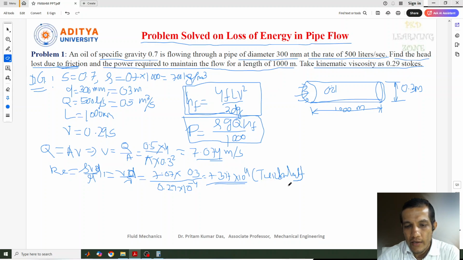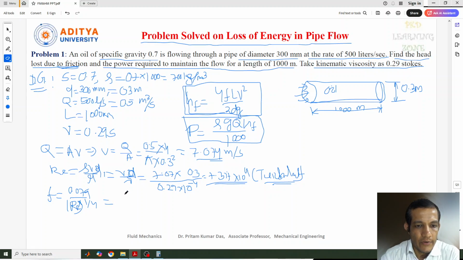So for turbulent, the friction factor value F will be 0.079 divided by Re to the power 1 by 4. So this is the formula for friction factor calculation when the flow is turbulent. If the flow is laminar, then we can use the formula of 16 by Re.